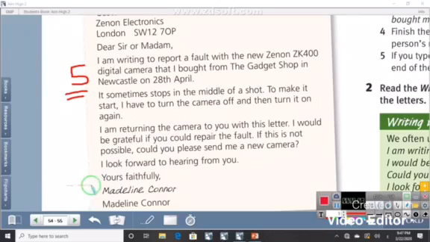Yours faithfully. Look here. This is what? Number 6. So this is the 6th point. Yours faithfully. Madeline Connor. This is the 7th point, your signature. Great. And the last point here, number 8, your name, Madeline Connor. Okay, thank you very much.